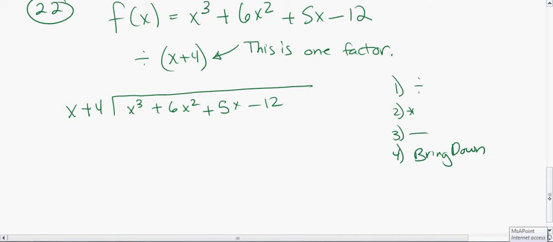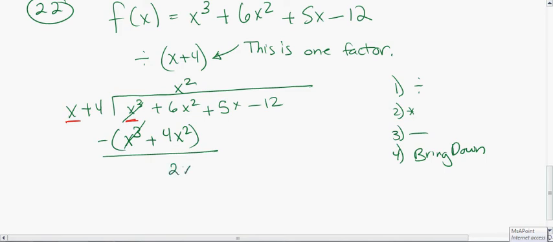All right, so once again, I just divide that first term, the x, into the first term under the box, the x cubed. X goes into x cubed x squared times. So x squared. Multiply back: x squared times x is x cubed. X squared times 4 is 4x squared. Next step is to subtract. X cubed take away x cubed cancels. 6x squared minus 4x squared is 2x squared. Last step, bring down. So bring down the plus 5x.